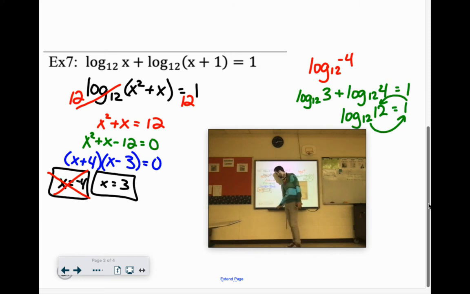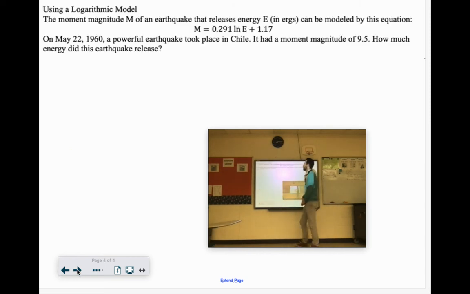I think we got one more problem. Little word problem. The moment magnitude M of an earthquake that releases energy E in ergs can be modeled by this equation. On May 22nd, 1960, a powerful earthquake took place in Chile. It had a moment magnitude of 9.5. How much energy did this earthquake release? So we're subbing this in for M right here.